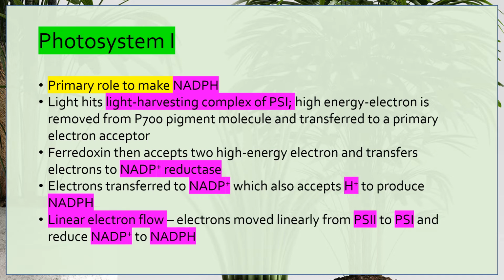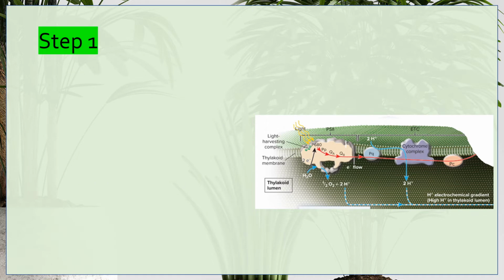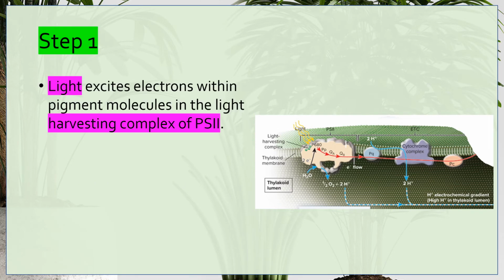Okay, we have the linear electron flow, so electrons move linearly from PS2, because it was the first step, to PS1, and that reduces NADP to NADPH. So starting with step 1, light excites electrons within the pigment molecules in the light harvesting complex of PS2, as seen here.